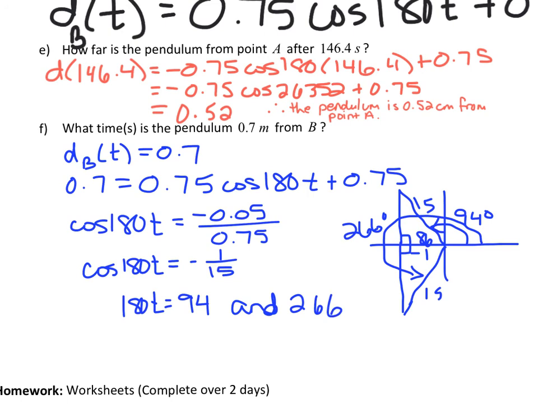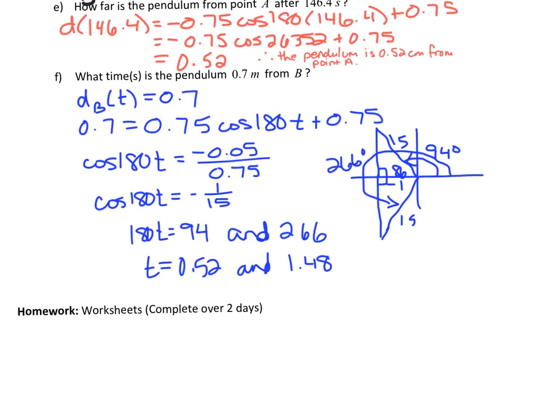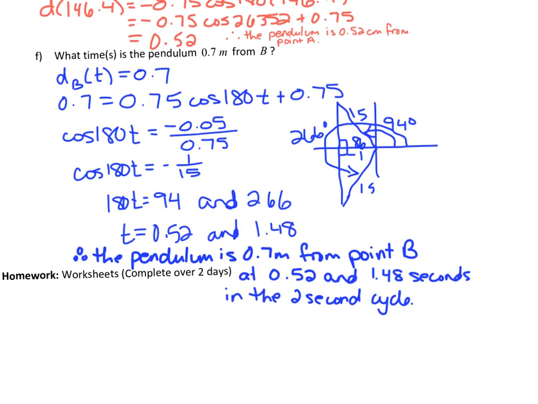So now to get what t is, we compress that cycle from a 360-degree cycle into a 2-second cycle. Dividing 94 and 266 by 180 gets us 0.52 and 1.48. So we can say, therefore, the pendulum is 0.7 meters from B at 0.52 and 1.48 seconds.